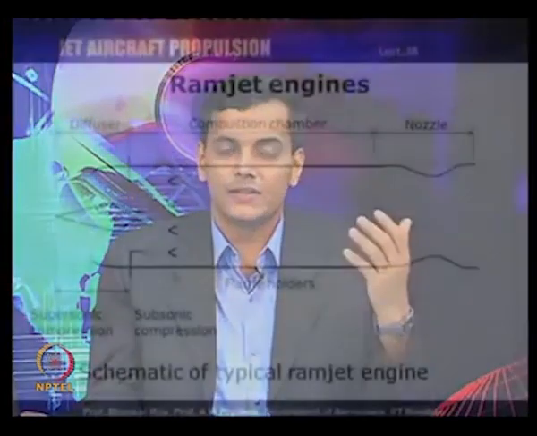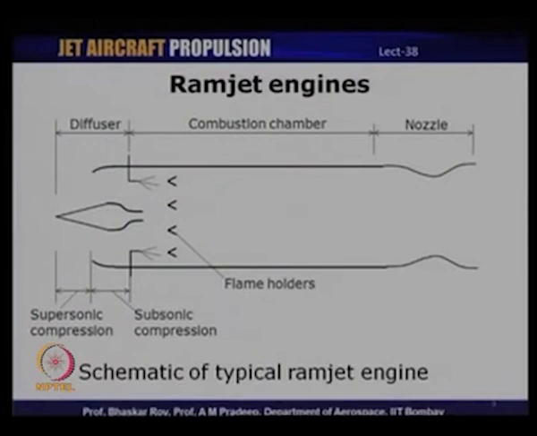So, let us take a look at a schematic of a ramjet. You have already seen the working of a ramjet in the last class. So, a ramjet, as I said, is a very simple engine. There are only three components basically. A typical ramjet would have a diffuser. This diffuser usually would basically have two components. One is a supersonic part of the diffuser and the other the subsonic part.